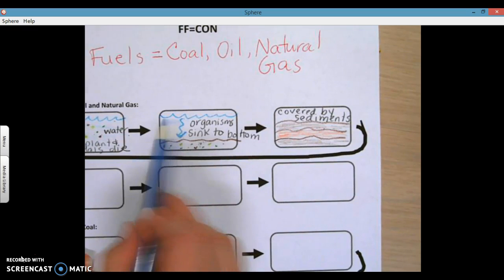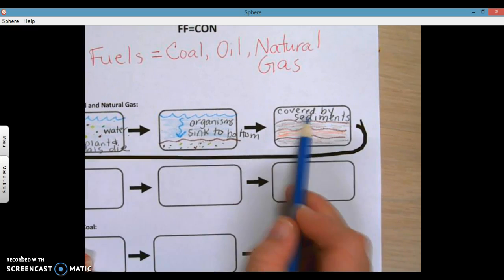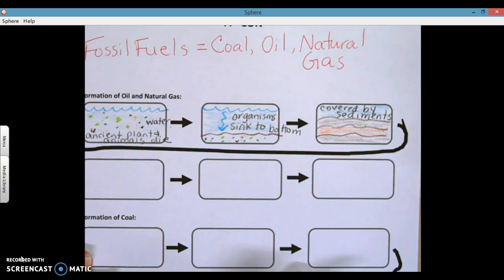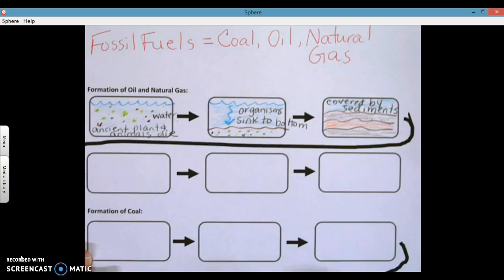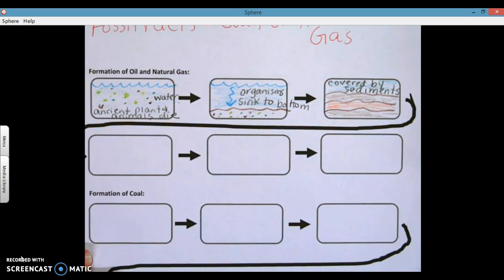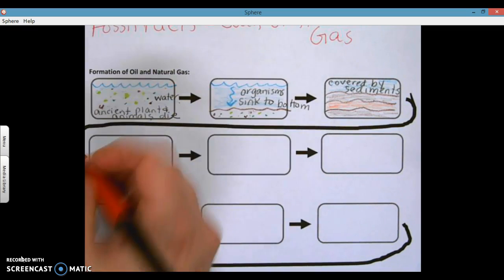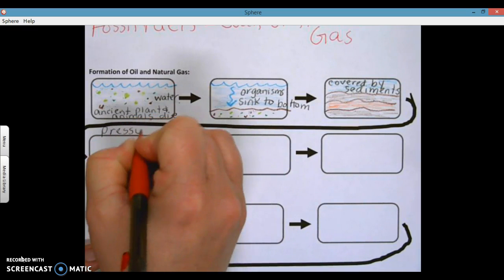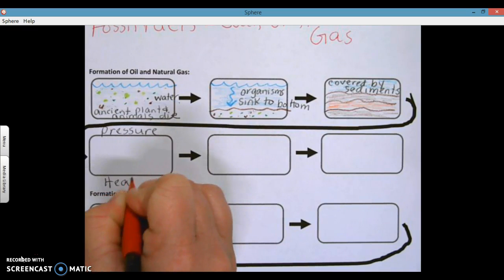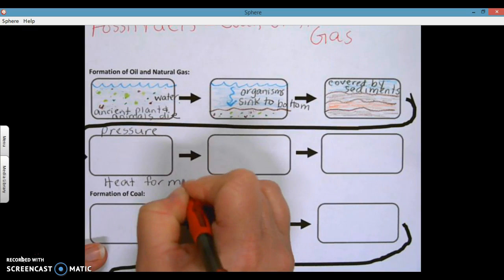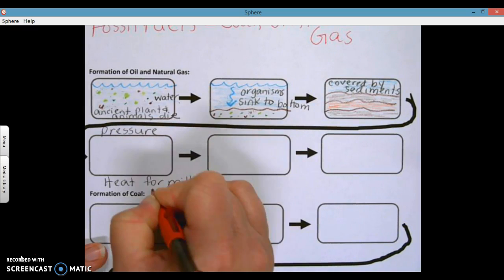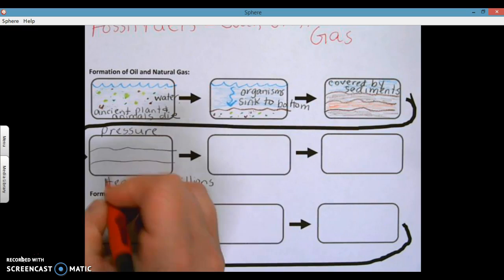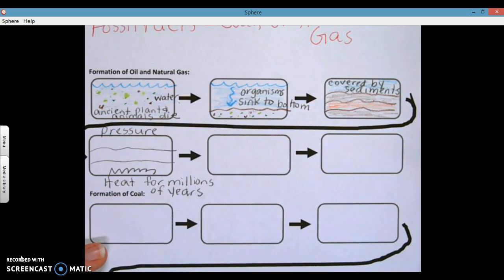I didn't color my water over here and here. So once it is covered by the sediment, then this is the key. We have to have millions of years of pressure and heat. So this is pressure and heat for millions of years. So we're going to have our layers. I'm going to draw this little fiery looking thing here to represent the heat.